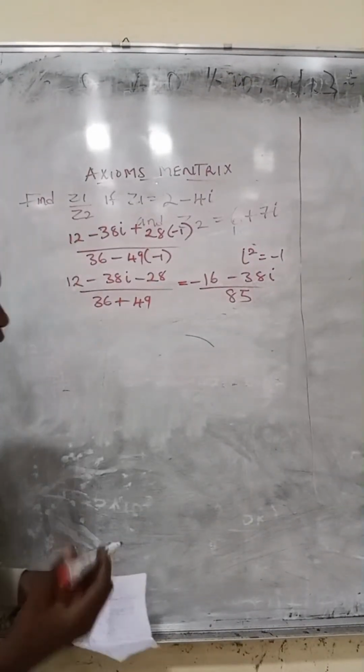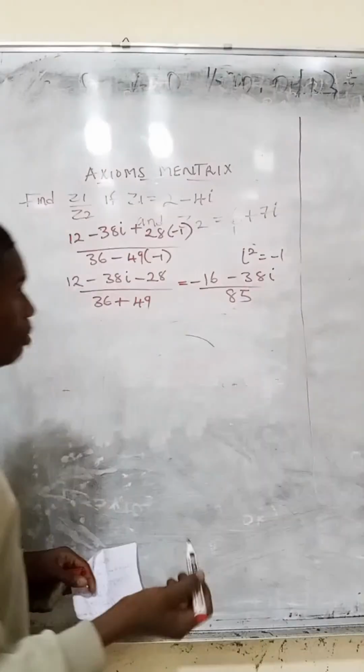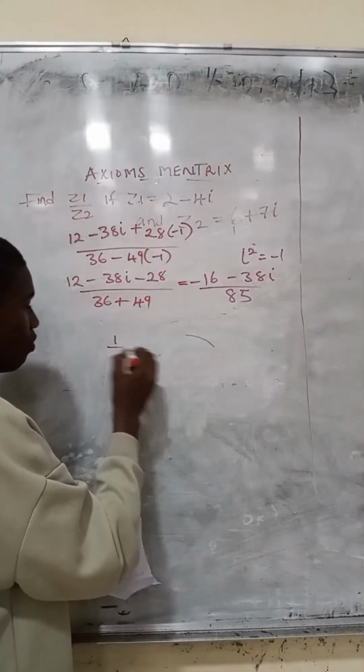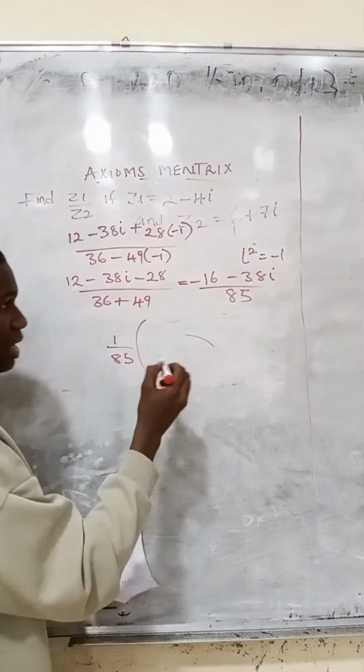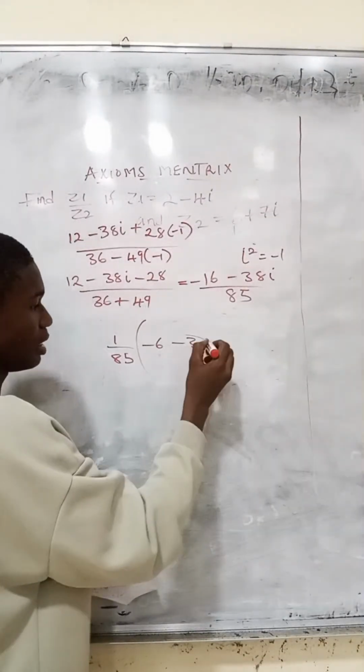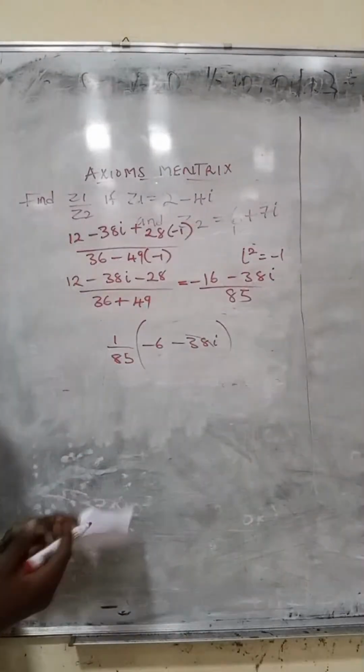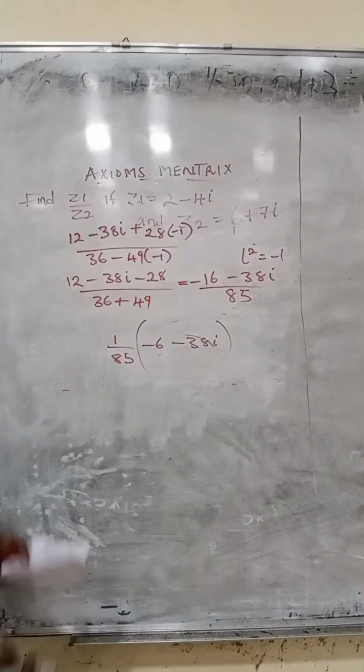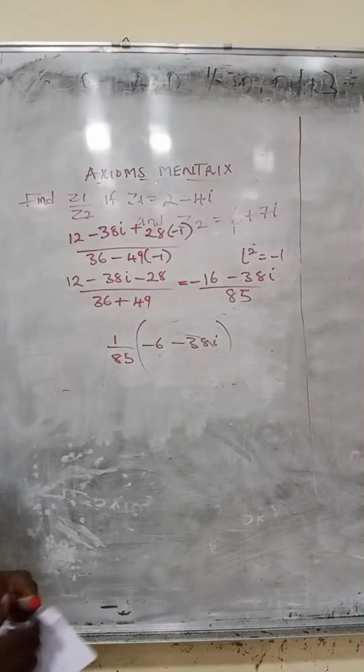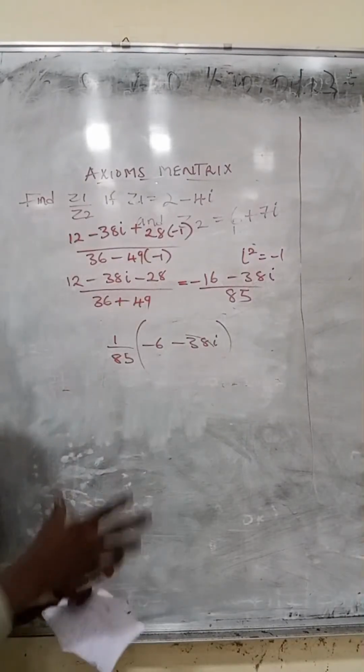You can see something like this. Maybe you can write it in this form, maybe 1 over 85 in the bracket minus 16 minus 38i. They are all saying the same thing. So that's how to solve a question like this on complex number.